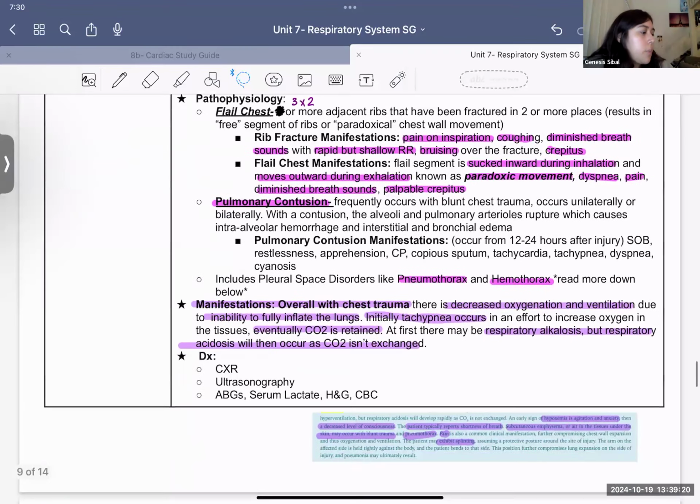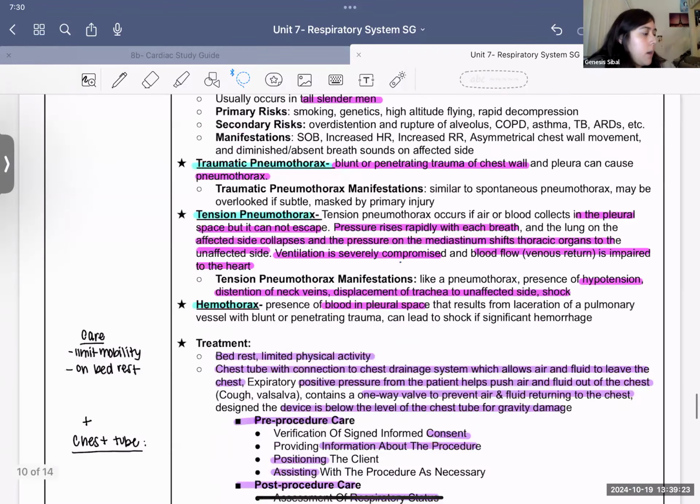Okay, so for chest trauma, this is probably what she's going to hit up on more.